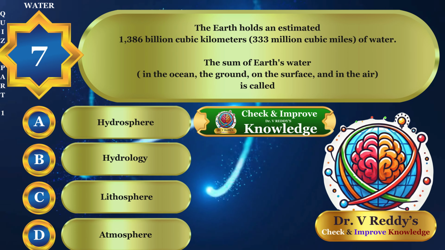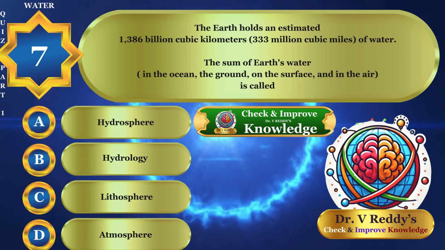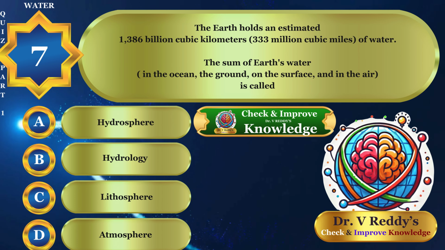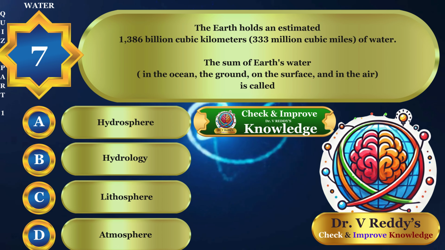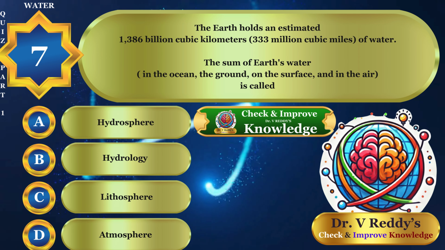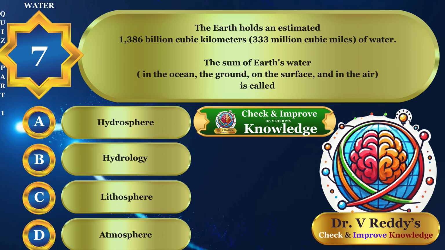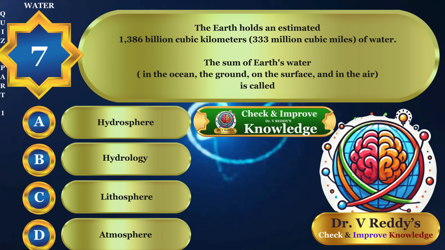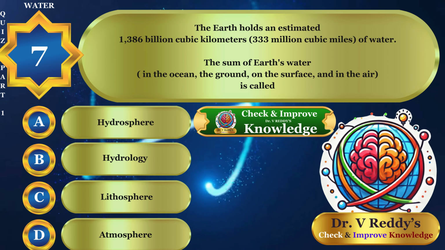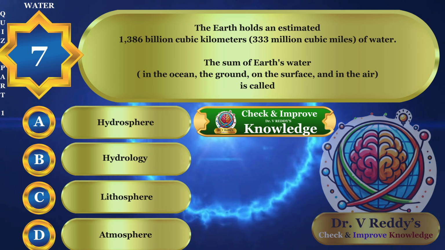Seven. The Earth holds an estimated 1,386 billion cubic kilometers, or 333 million cubic miles of water. The sum of Earth's water, in the ocean, the ground, on the surface, and in the air, is called A. Hydrosphere, B. Hydrology, C. Lithosphere, D. Atmosphere.